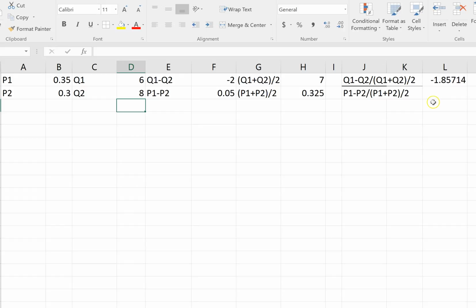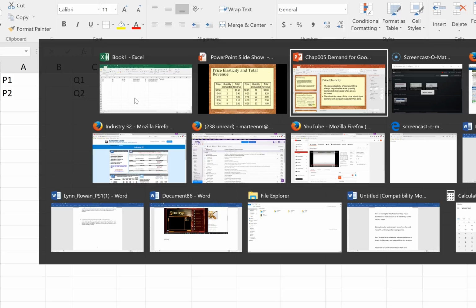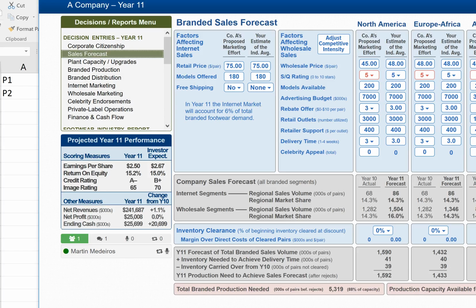Now we can do the same type of calculation in the strategy simulation. So let me delete these numbers and start over. Let's go to the strategy simulation screen. And you could see here, for North America, for example, here is our P1, and we could use this as our Q1. And what we could do is change price, which will be our P2, and this will change our Q2.